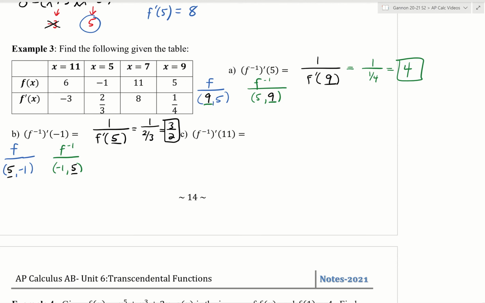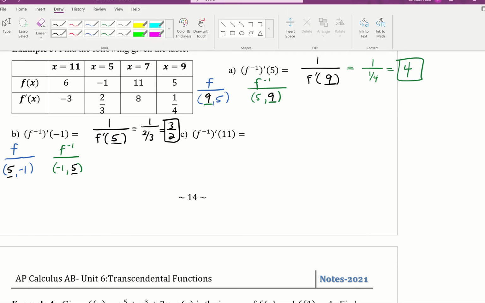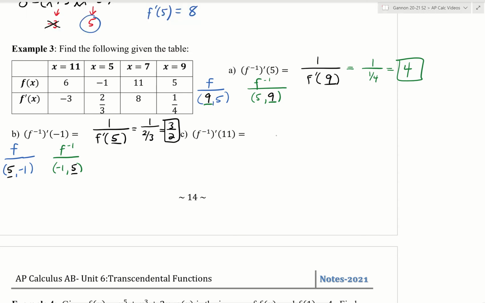And as you get the hang of this, you can start to do these problems without having to write f and f inverse. But you got to make sure you understand what you're looking for. So as we go to do C and we want the derivative of the inverse at 11, it's going to be 1 over the derivative of f at. Well, again, go to your table, find where that output of 11 is. We get 7. So 1 divided by the derivative of f at 7 is 8, and 1/8 becomes the answer.